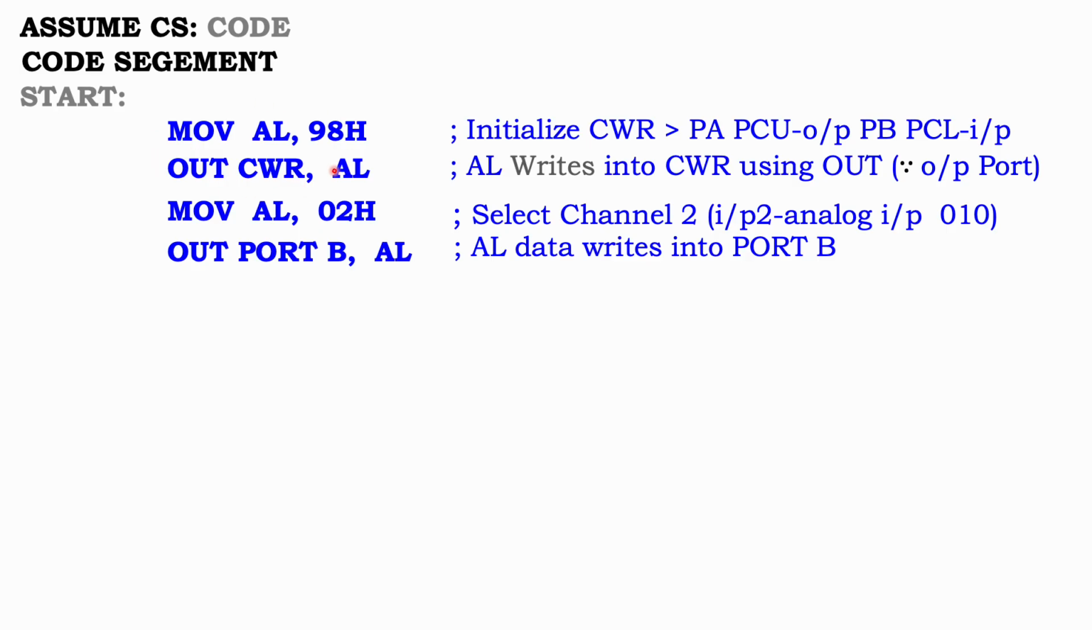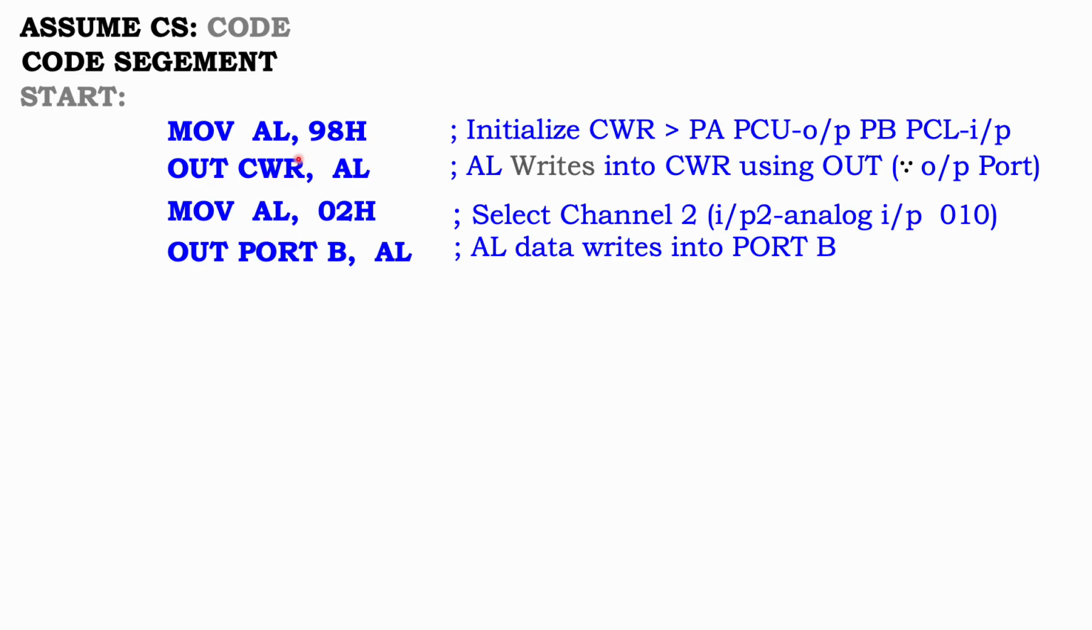What port is acting as what mode? Port A and port C upper are output, and port B and port C lower are input. So what is the control word? We initialize the accumulator register with the control word 98. We push the 98 to the accumulator.